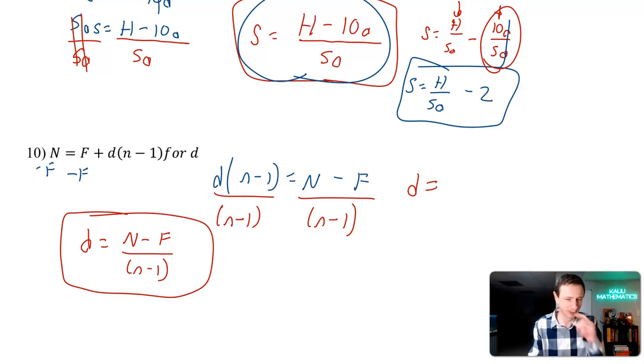That last one is a little bit tough because a lot of people will see that D times N minus 1 and boom, they'll try to just distribute. We do not need to distribute there. Just leave it alone and understand how to get that D by itself.